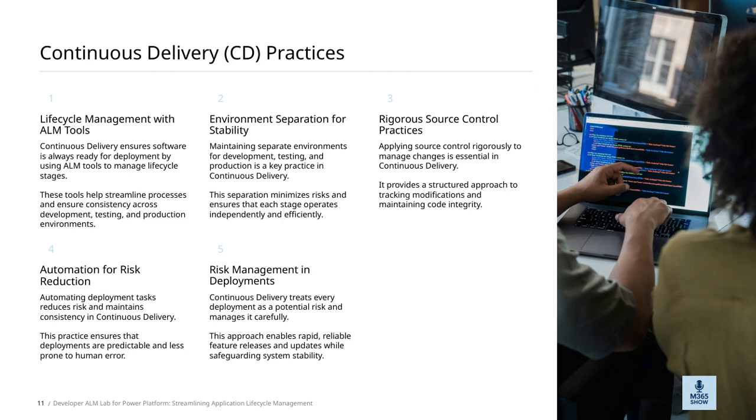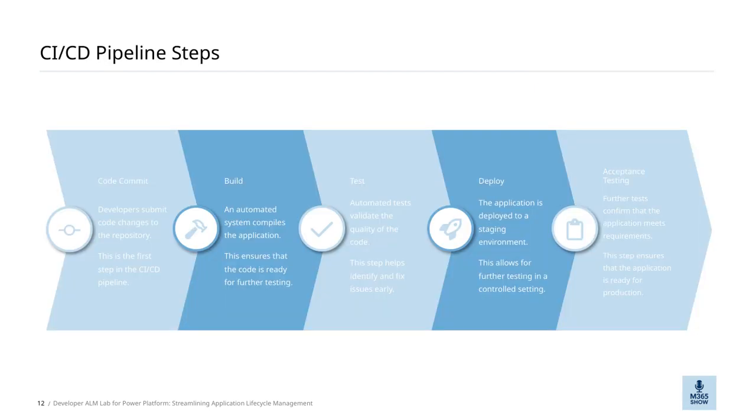Finally, continuous delivery relies on ALM tools to manage the entire application lifecycle. These tools streamline the process, making sure all stages, from development to deployment, are consistent and well-coordinated. Altogether, these practices help us deliver software faster, but with confidence that it will be stable and reliable. Now, let's take a closer look at the CI/CD pipeline steps involved in our Power Platform application development process.